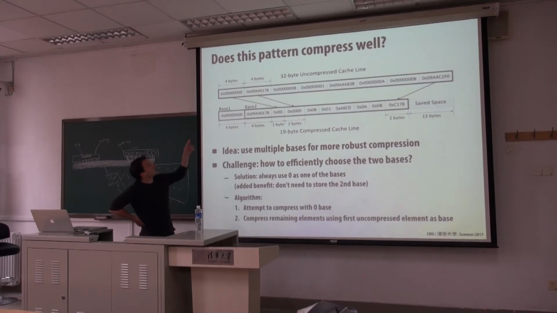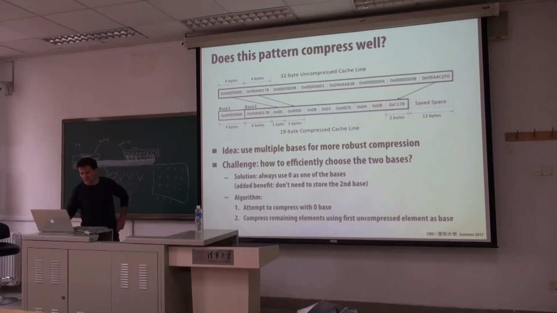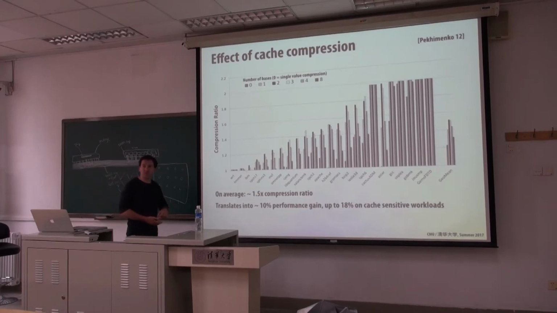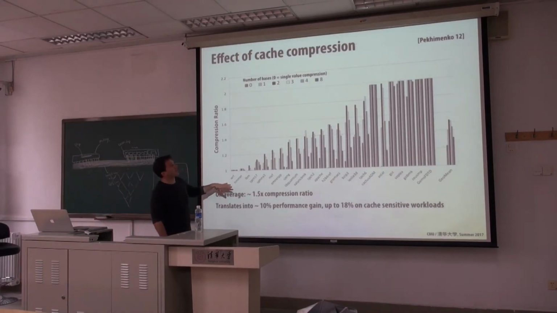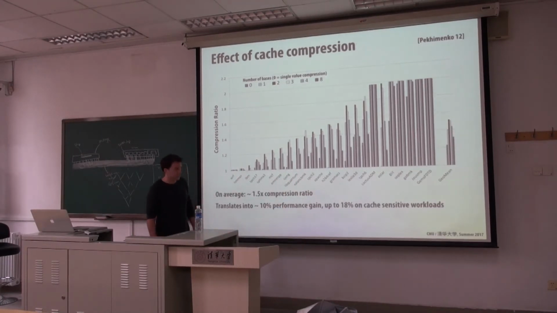And so this compression scheme was called base delta immediate, where immediate means 0. So it's called BDI compression. And these are the results from their paper. It's a pretty recent paper, 2012. Every one of these bars is a different algorithm, a different program. And these various bars are different numbers of bases.